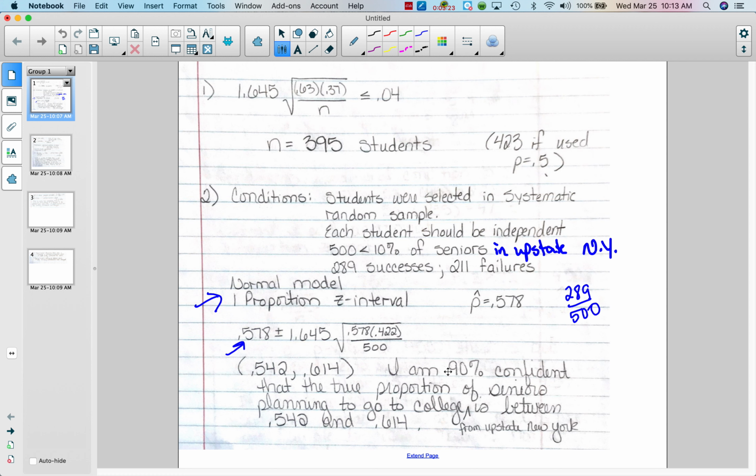But if you are just asked to interpret your confidence interval, this is how you do it. I am blank, whatever the confidence level they told you, percent confident that the true proportion of blank, add your context, is between blank, add your confidence interval.